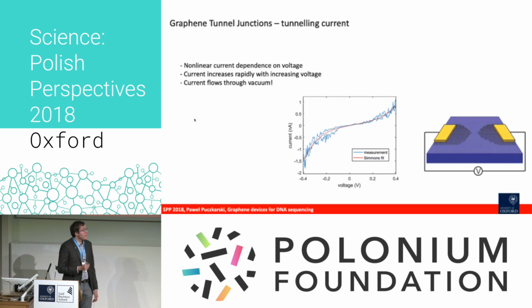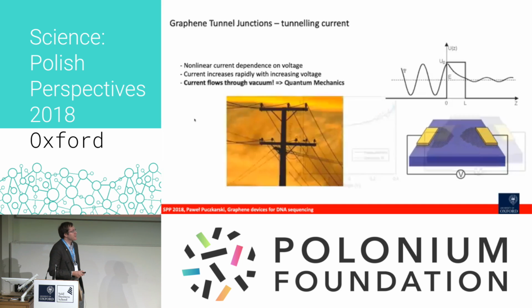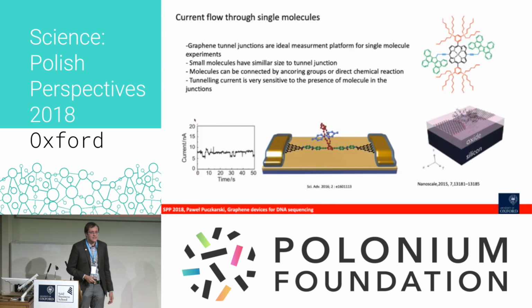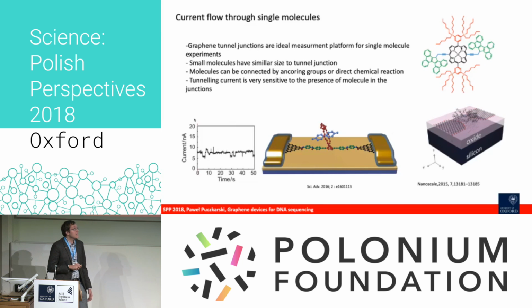So current is flowing through vacuum or through air, which is really contrary to our everyday experience. If you look, for example, at these power lines, you have no current flow between two of them. However, at the scale of nanometers, different physical rules apply, and we have to treat electrons using quantum mechanics rules. Electrons are described as quantum mechanical waves that can penetrate through a potential barrier that corresponds to the gap between two graphene electrodes. What is very important from the practical point of view is that this tunneling current is very sensitive to everything that sits in the middle of the junction.